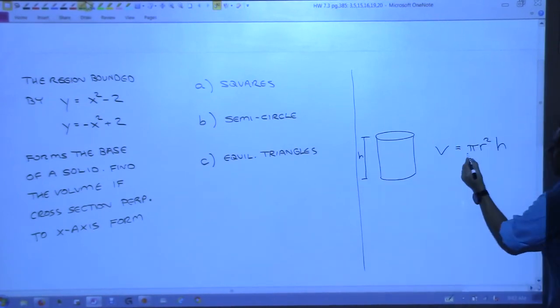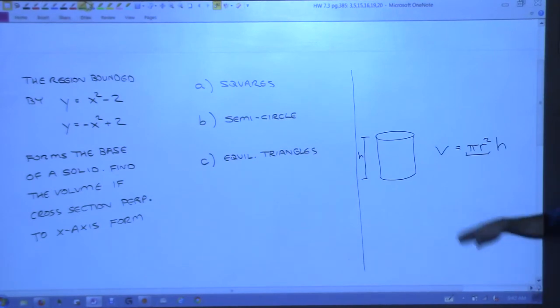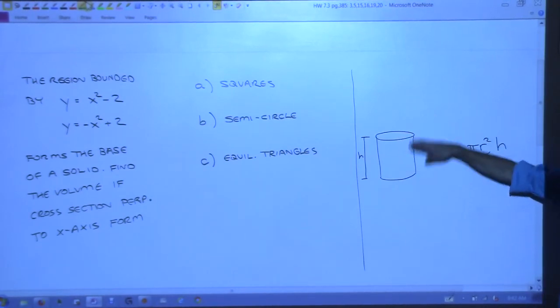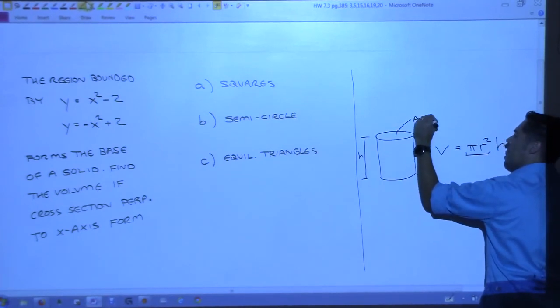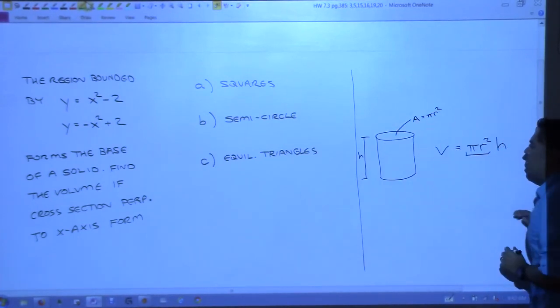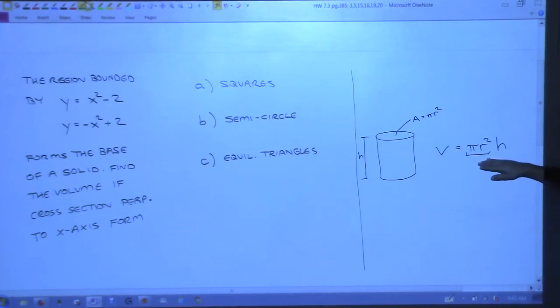And then pi r squared is actually just what? It's the area of the base, or you could say of the top. It's either one, right? So this right here has an area, and that area was pi r squared. So this volume is the area of this surface times how deep it is, yes?